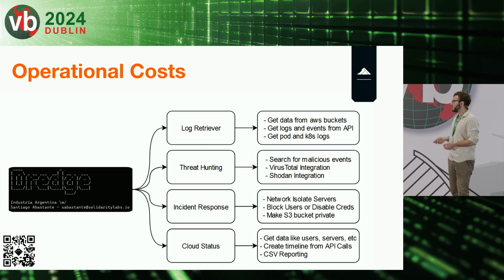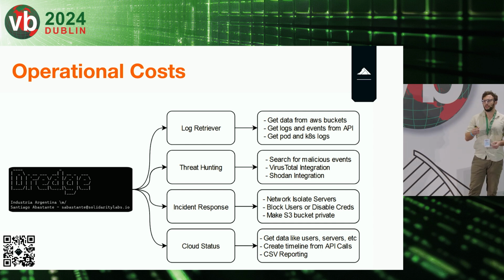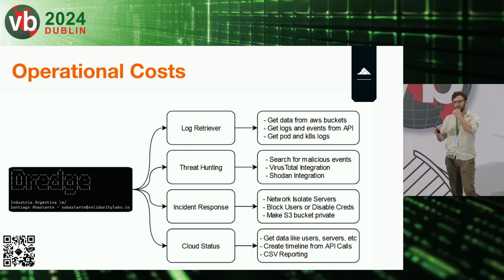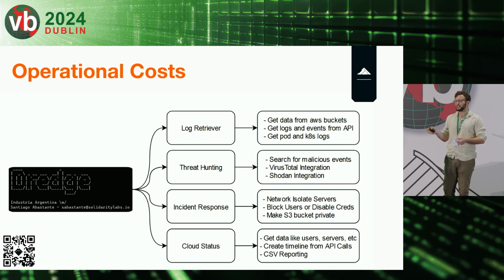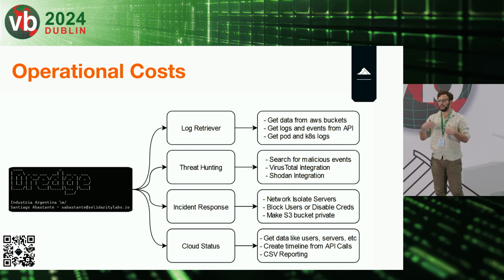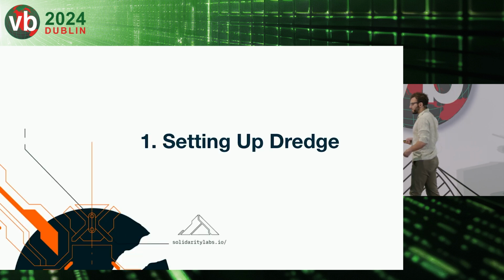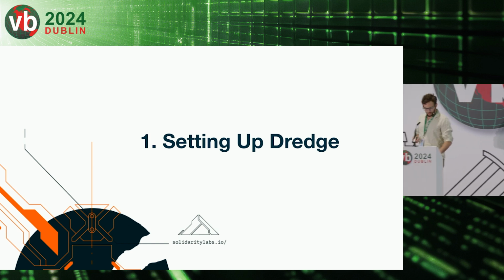And also, the last model is cloud status. That is a cloud security posture management for incident responders. So it will trigger against the cloud environment and give us the information we need for the incident itself. It doesn't bother about small stuff that is not exploited in the wild or a lot of information that we don't need in that moment. So it allows us to get that tactical information that we need in the middle of an incident. So let's set up Dredge.